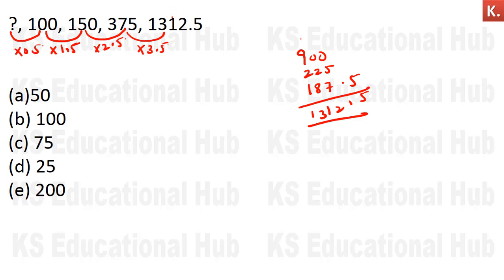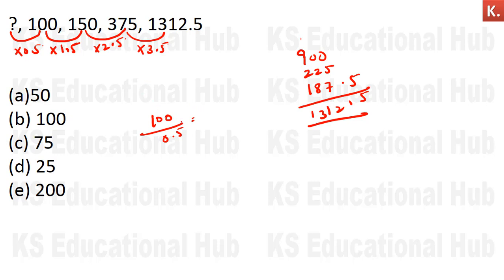Otherwise you can take it in this way as well. 1312.5 divided by 3.5 is equal to 375. 375 divided by 2.5 is equal to 150. 150 divided by 1.5 is equal to 100. 100 divided by 0.5 is equal to our answer.